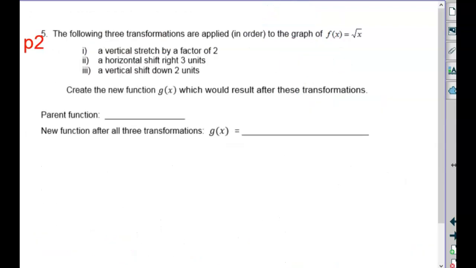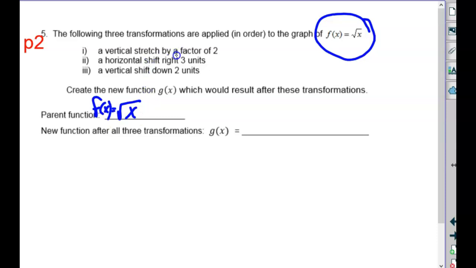The next one says the following 3 transformations are applied in this order to the graph of f of x equals square root of x. Whatever parent function they give you, you have to use that, okay? So the parent function is the square root of x. I don't care if you write f of x equals or not.